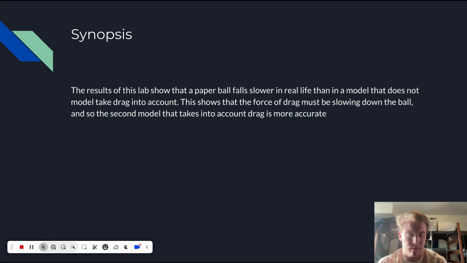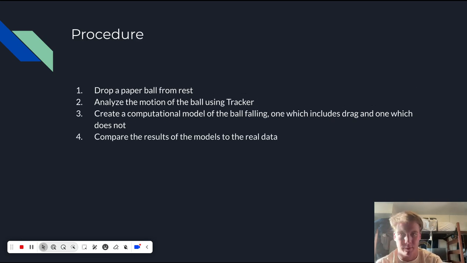The results of this lab show that a paper ball falls slower in real life than a model that does not take into account any drag force. This shows that the force of drag slows the ball down somewhat, and so a more accurate model takes into account drag, which is the second model we're going to make.